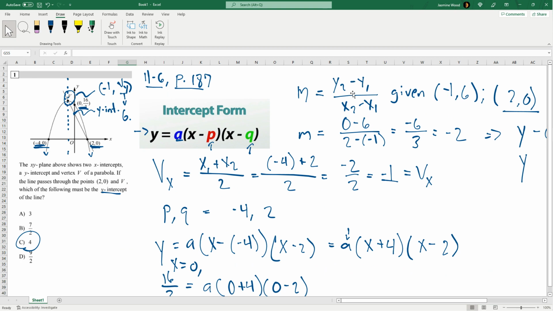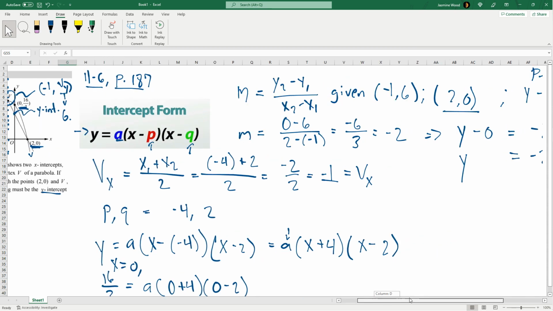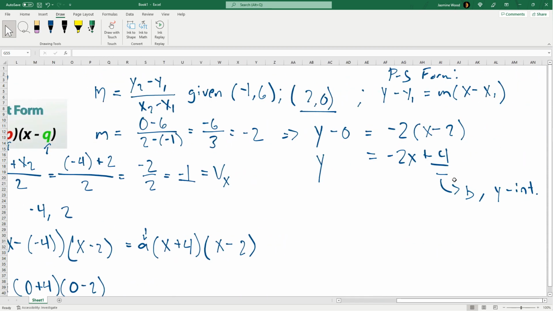And then from there, you can plug in those 2 points you have along that linear line to find what the slope is. And then from there, you can use point slope form to find what the intercept will be, which is 4.